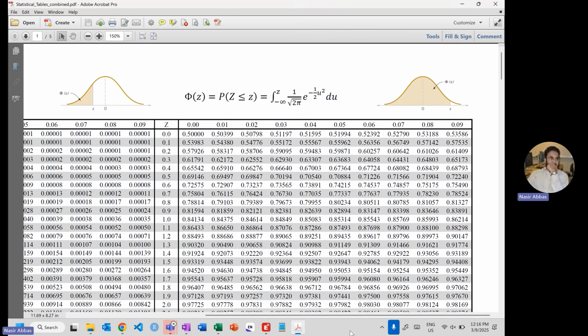In T table, the area will be number 1, upper tail area. Number 2, you will be given the probabilities at the edges and the values of T will be inside the table. Opposite. Here, the probabilities are inside the table and the values are at the edges. There, the values will be inside the table, probabilities will be at the edges. So now I will show you the T table.